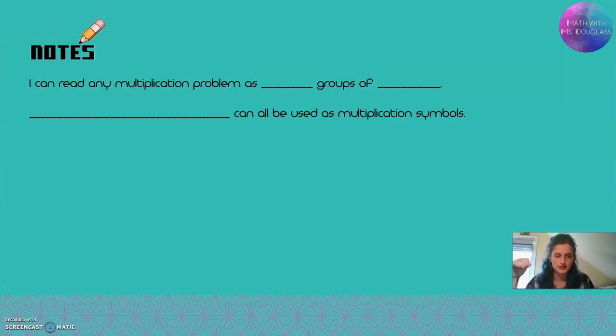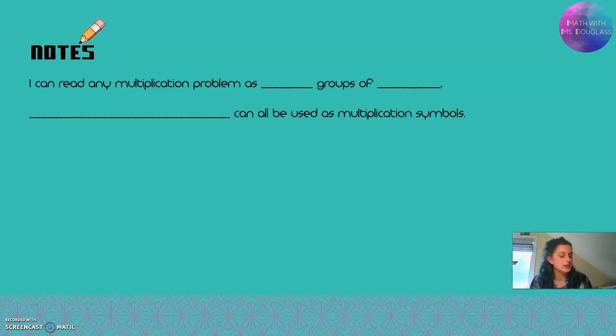One really important thing to know is, actually the first one doesn't need to be filled in. It's just that when we're talking about a multiplication problem, you can think of it as blank groups of blank. So whatever the numbers are, if it's like 4 times 7, you can say 4 groups of 7. That's really important for the next few order of operations lessons because we're going to be drawing them out, and we're going to draw them in groups.